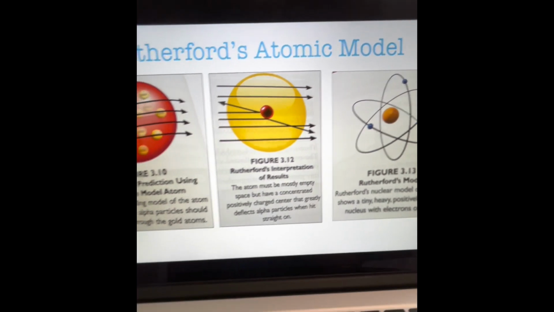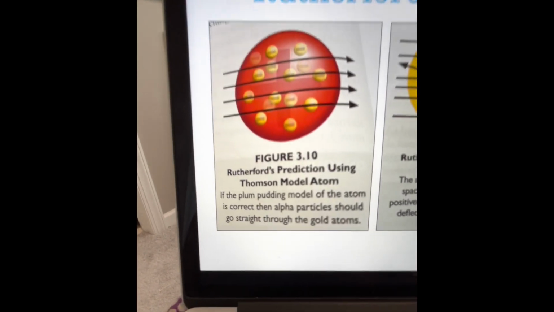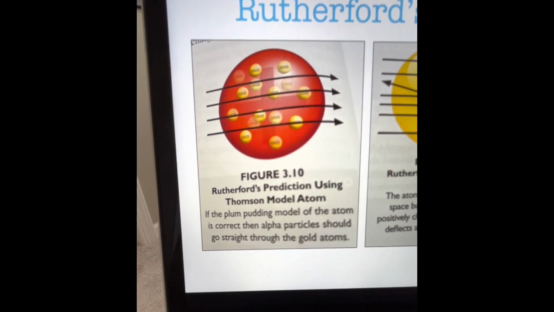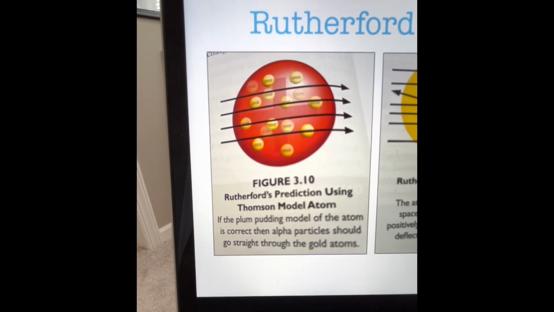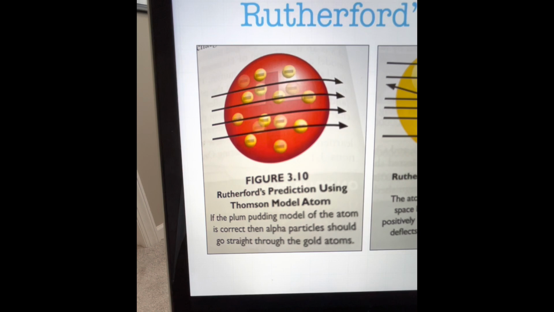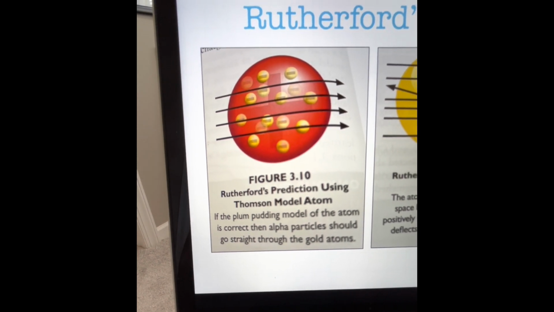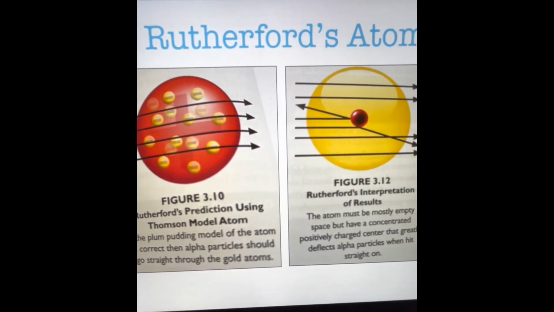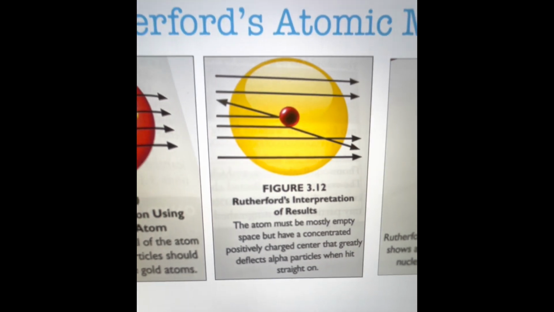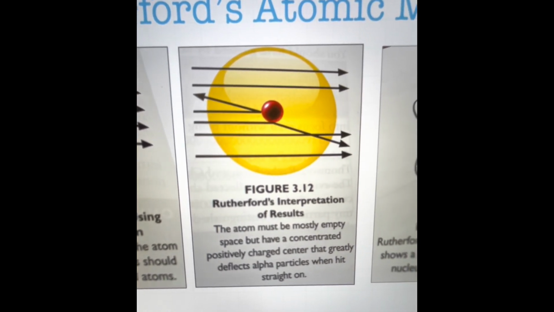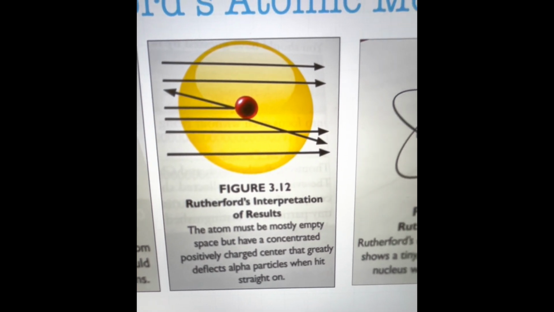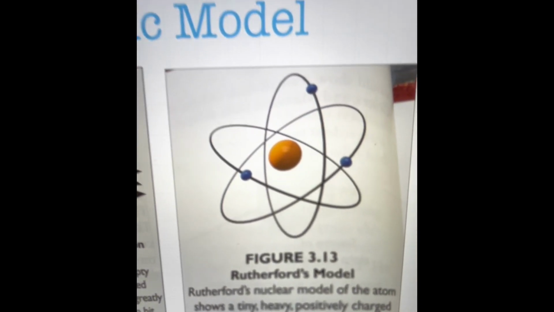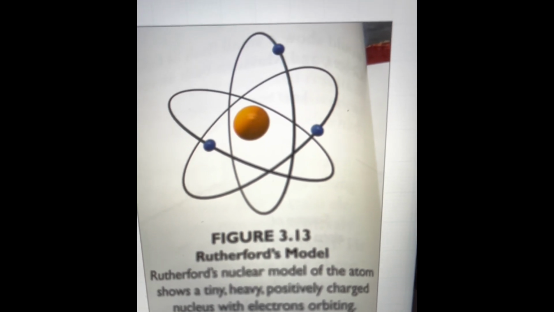All right, so let's just talk about this. Go back to what Rutherford predicted using Thomson's plum pudding model. This is what he expected to happen. This is what happened and how he interpreted his results, which then made him come up with his own atomic model.